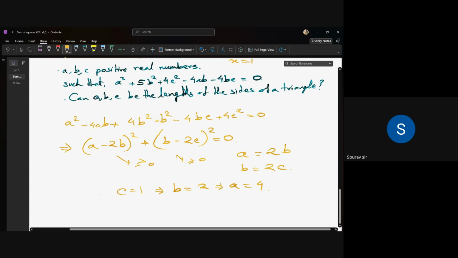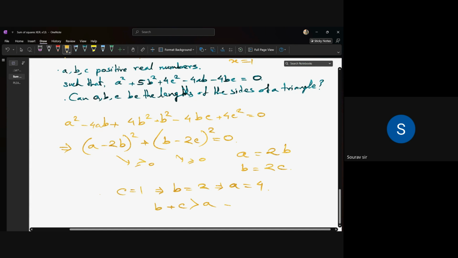So then we can easily know that for the lengths to be the sides of a triangle, we will have B plus C greater than A, and for every side we will have the same thing.